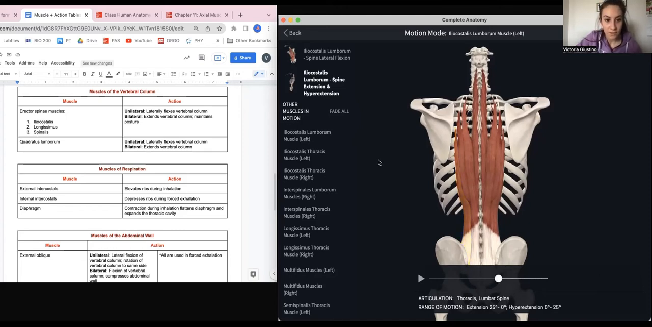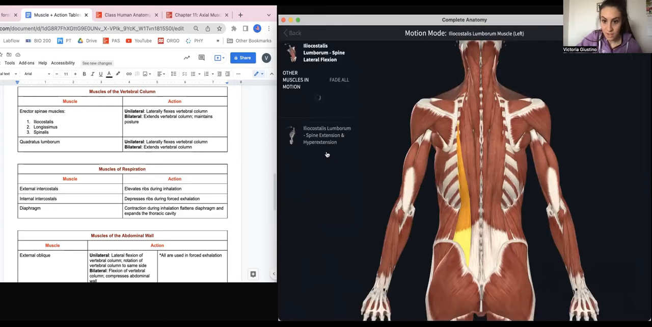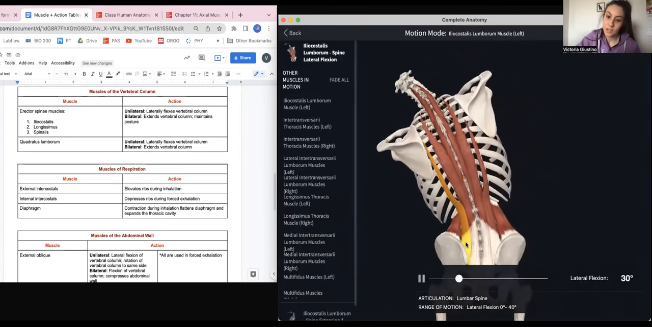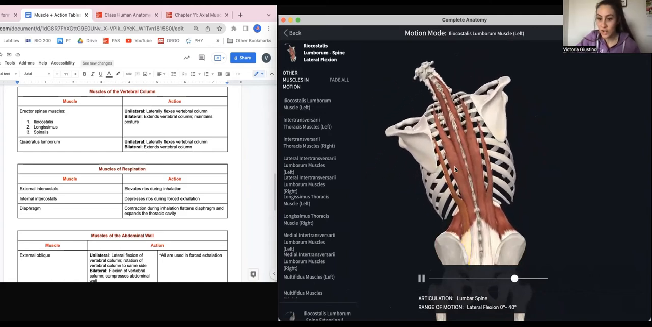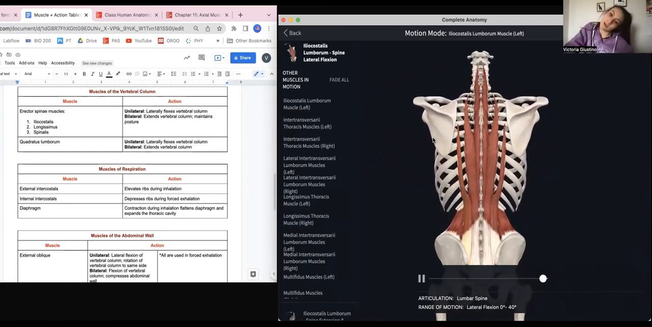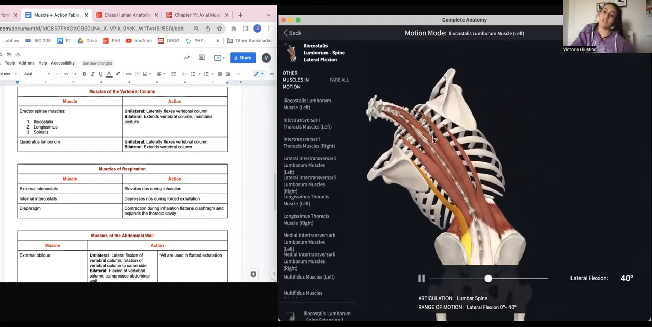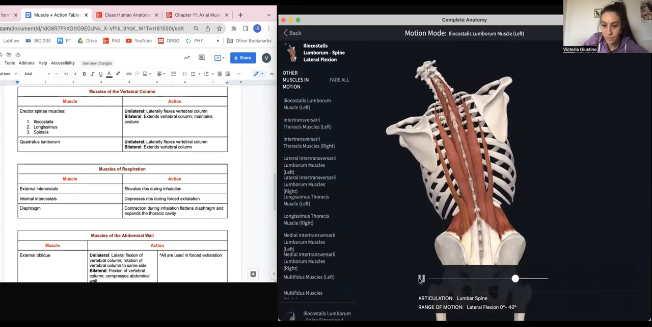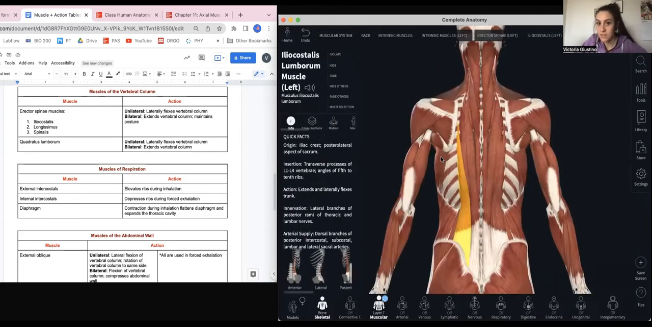But we can also have a unilateral contraction. So if not both sides are contracting, and then we'll get lateral spine flexion to the same side. So if we only have, for example, the left iliocostalis contracting, it's going to flex your spine. You can't see me doing it, but I am. It's going to flex your spine to the left, just as you can see here. Okay, so those are your erector spinae muscles, keeping the spine erect and extended.